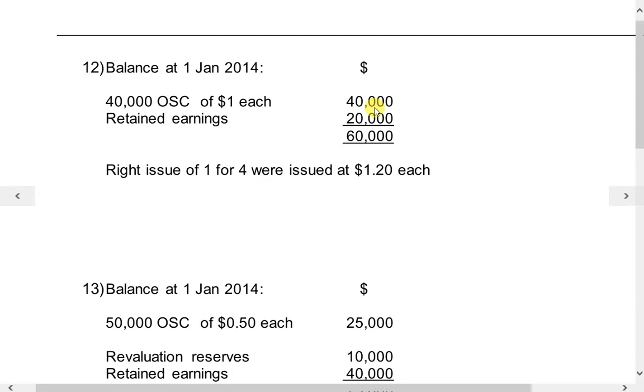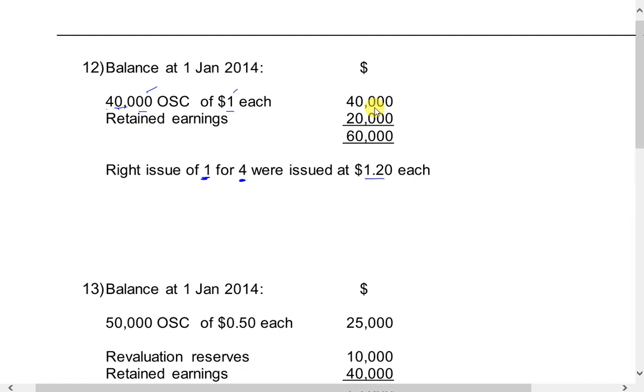Say now you have 40,000 ordinary shares of $1 each. So 40 times $1, you have 40,000. Then you have a rights issue. A rights issue means the company is going to issue one share for every 4 shares held. Issue one share for every 4 shares held by an individual. So if you own 4 shares, you will get one rights share at 1.20.